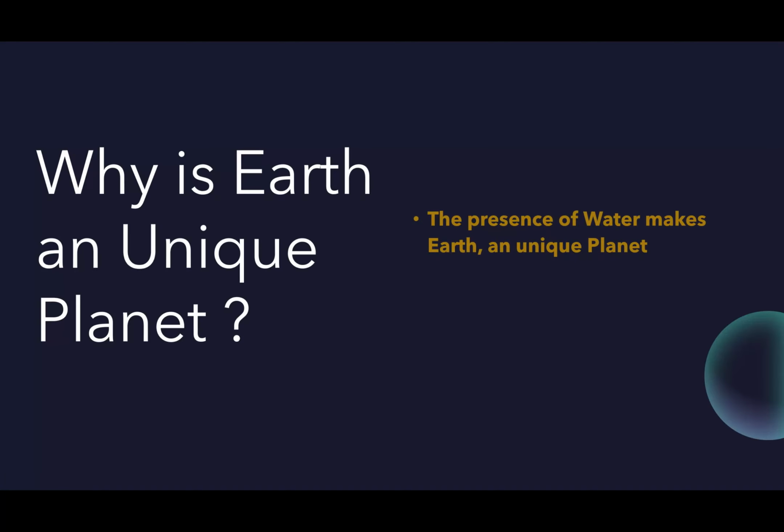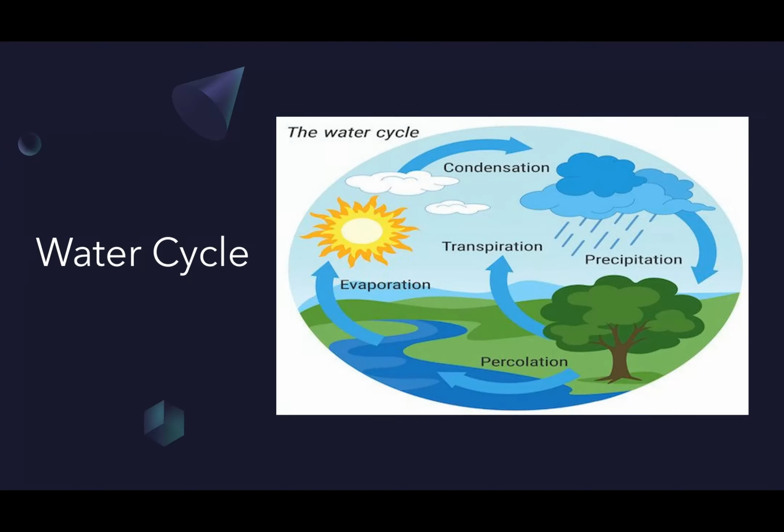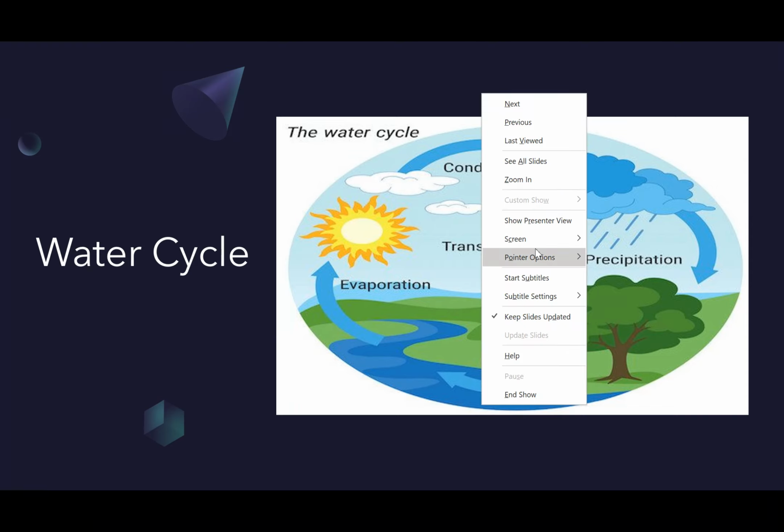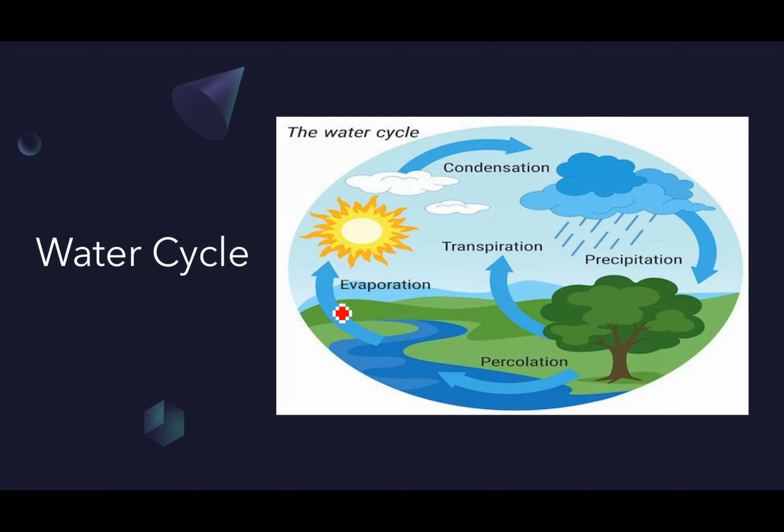Now, the first question which comes to our mind is why is Earth a unique planet? In fact, it is the presence of water which makes Earth a unique planet. Whenever I talk about the water cycle, maybe in grade 7, the three things that you have learned are evaporation, condensation, and precipitation. So you need to understand: one, evaporation, number two, condensation, and number three, precipitation. That is what constitutes the water cycle.